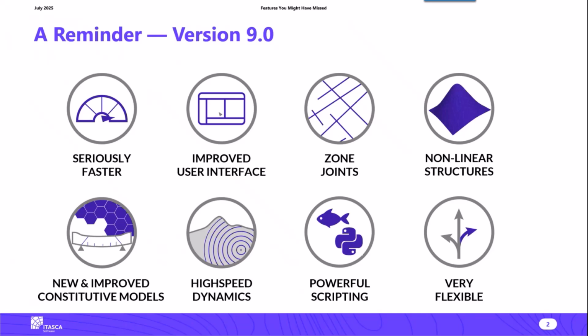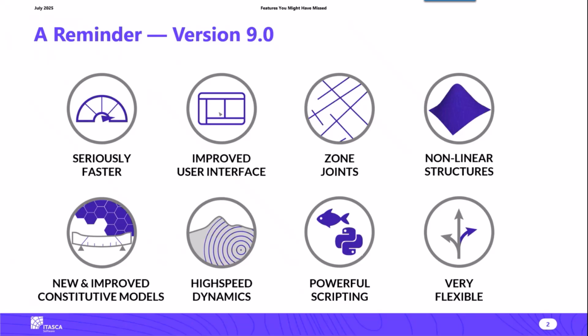When we moved from version 7 to version 9, there were some very significant improvements, such as much faster solution runtimes. We improved the user interface. We added something called zone joints, which are essentially UDEC and 3DEC style joints that are now available in FLAC 3D and FLAC 2D. We have also added nonlinear structural elements, so liners, cables, bolts, things like that.